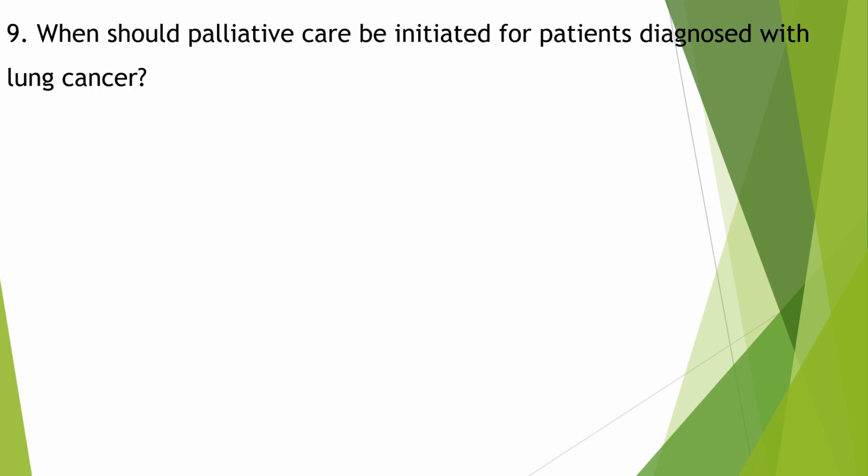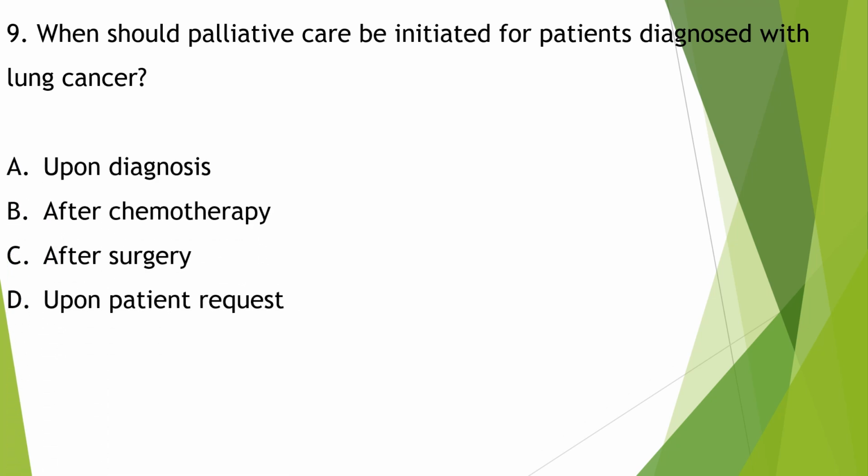When should palliative care be initiated for patients diagnosed with lung cancer? Upon diagnosis, after chemotherapy, after surgery, upon patient request. Actually, lung cancer has a poor prognosis, and it needs palliative care from the initial time of the diagnosis, as it is a life-threatening illness. So upon diagnosis, you need to provide palliative care.